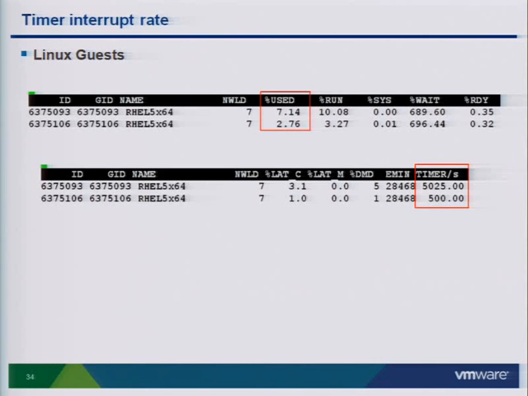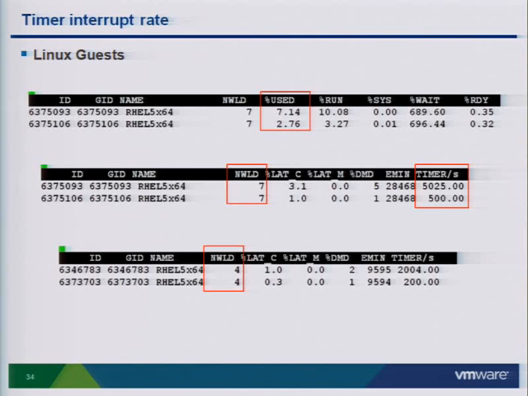But Red Hat also provides an option where you can reduce this timer interrupt rate by passing a kernel boot option, which is called divider equals 10. That kernel boot option reduces your timer interrupt rate by 10. So that's why it's 500 Hertz instead of 5,000 Hertz. This is something that we recommend as a best practice. That was applied on one VM and was not applied on the other VM, and you can spot that using ESXTOP.